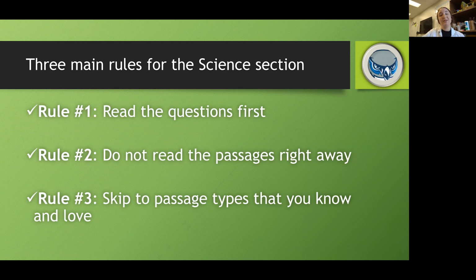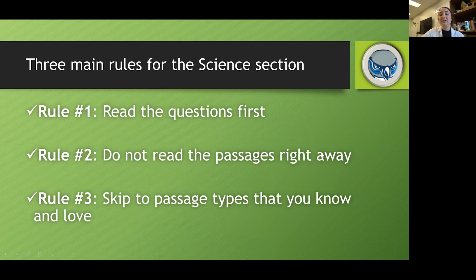The second rule is a direct offshoot of rule 1. Don't read the passage right away. That's how you waste your time. There are a lot of passages for science and not a lot of time to do them. 35 minutes for 40 questions. So you have to be really intentional with your time.